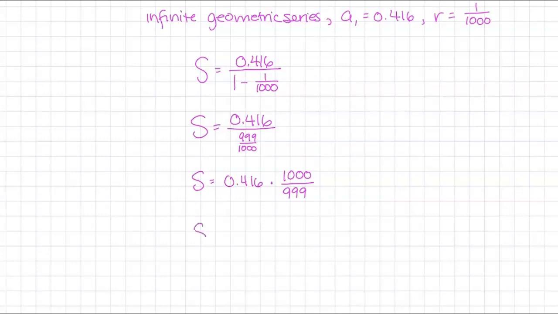And then look at this. We're going to take this decimal and multiply it by 1000. Remember, you put this over 1. You multiply by 1000, you move the decimal place over 3 places. It's going to be 416 over 999. And then see if you can simplify your fraction.